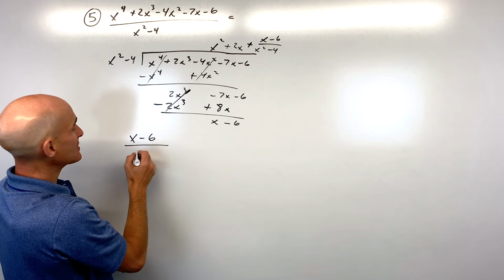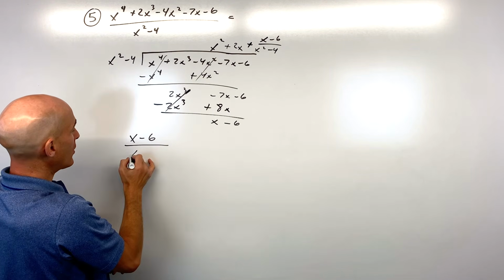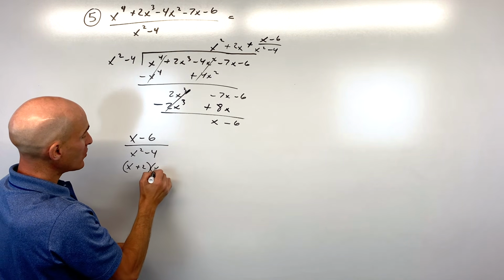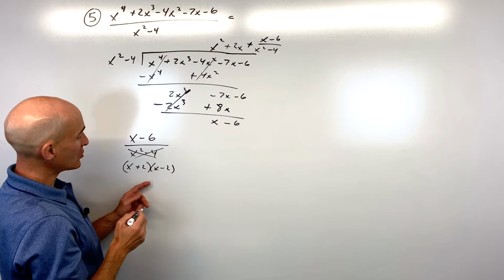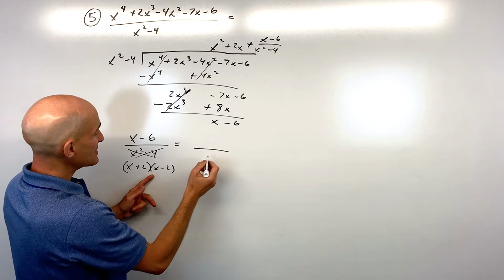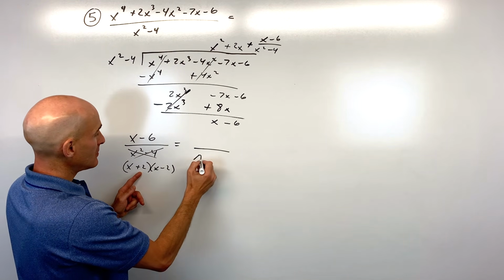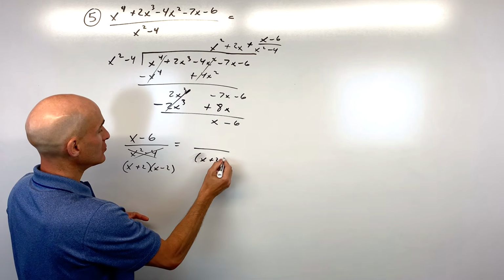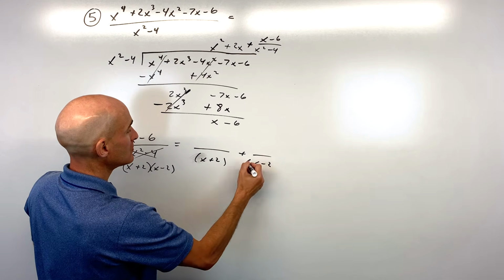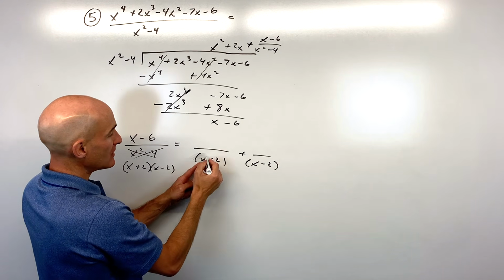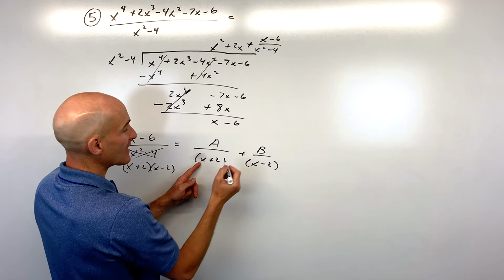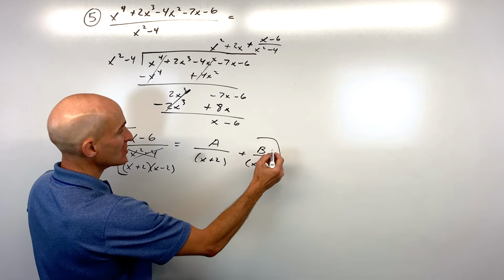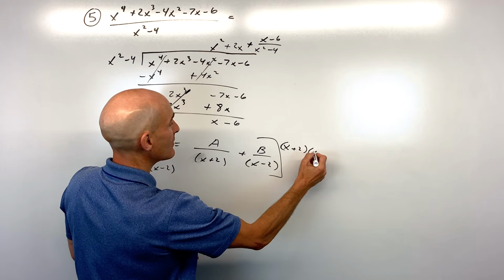So let's go ahead and jump down here. We've got x minus 6 over x squared minus 4. But notice that x squared minus 4 is actually a difference of two squares, x plus 2, x minus 2. So I'm just going to cross that out. And when we break this down, you can see these are distinct linear factors. So what we have is x plus 2 and x minus 2. And because these are linear, the numerator is going to be 1 degree lower. It's going to be a constant. And all we have to do now is multiply through by the common denominator, which is going to be x plus 2, x minus 2.